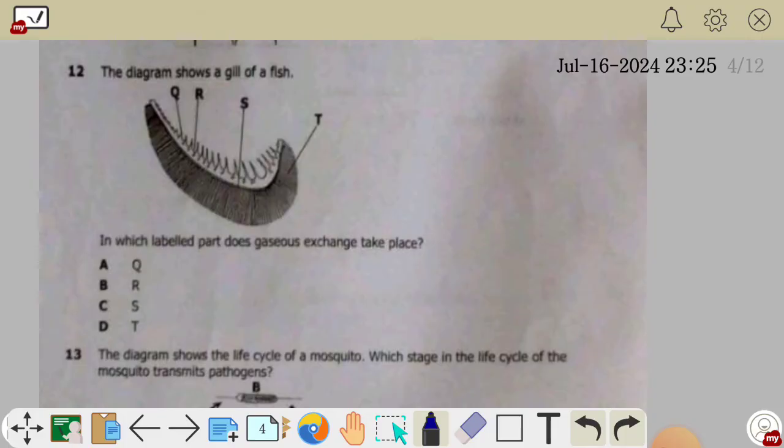So gaseous exchange takes place in T, which is D. So the correct answer there is D. That is the highly blood-supplied area, and it looks reddish in color. So that's where gaseous exchange takes place. Oxygen would diffuse into the blood, carbon dioxide would diffuse out of the blood. So the correct answer is D.